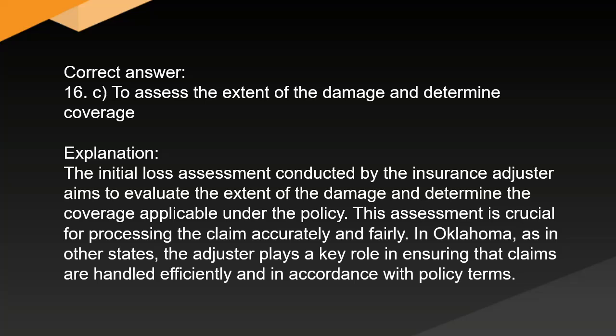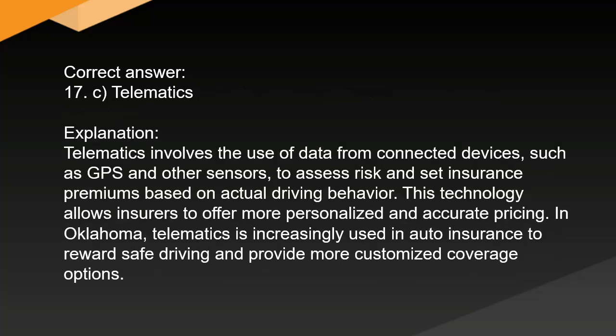Correct answer: C. To assess the extent of the damage and determine coverage. Explanation: the initial loss assessment conducted by the insurance adjuster aims to evaluate the extent of the damage and determine the coverage applicable under the policy. This assessment is crucial for processing the claim accurately and fairly. In Oklahoma, as in other states, the adjuster plays a key role in ensuring that claims are handled efficiently and in accordance with policy terms.